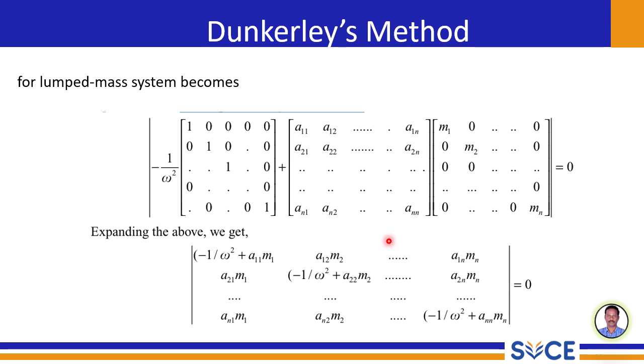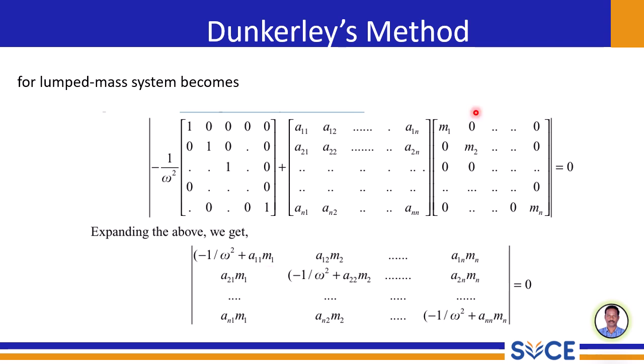Notice the structure of the resulting determinant: the diagonal elements are of the form minus 1 by omega square plus A_ii m_i. What is that? A_ii represents the flexibility coefficient at the ith mass and m_i is the ith mass, that is, the flexibility coefficient at the ith mass and the mass at the ith mass.